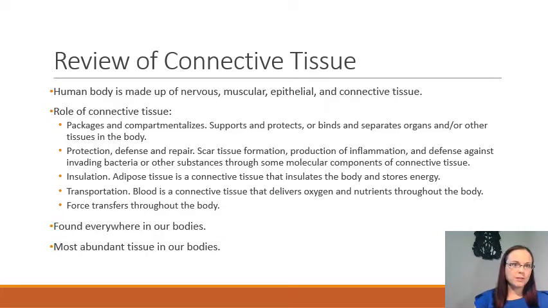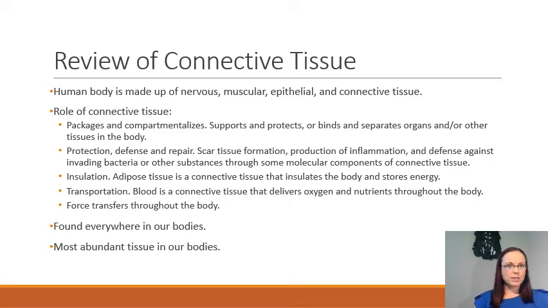So a brief review of connective tissue. The human body is made up of nervous, muscular, epithelial, and connective tissue. The connective tissue has a lot of important things that it does in the body. It helps to package and compartmentalize things. It'll support and protect or bind and separate the organs and other tissues in the body. It deals with protection, defense, and repair, so it does have a role in scar tissue formation, the production of inflammation, and the defense against invading bacteria or other substances through some molecular components of connective tissue. It works as insulation. Adipose tissue specifically is a connective tissue, and that insulates the body and also stores energy.